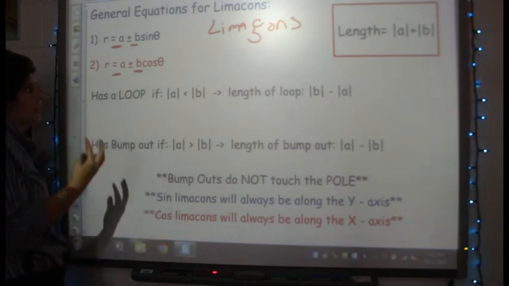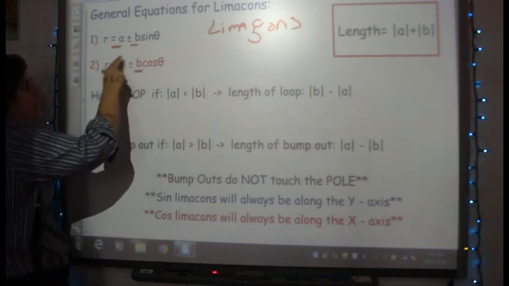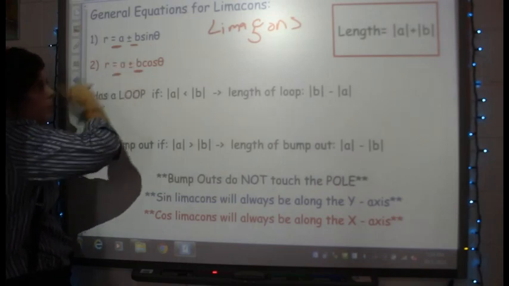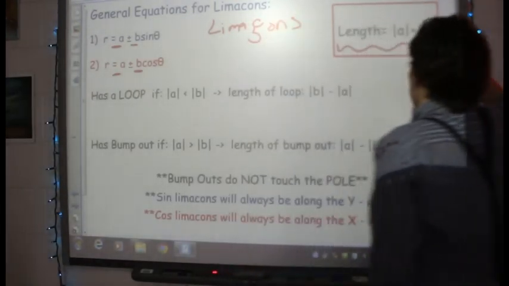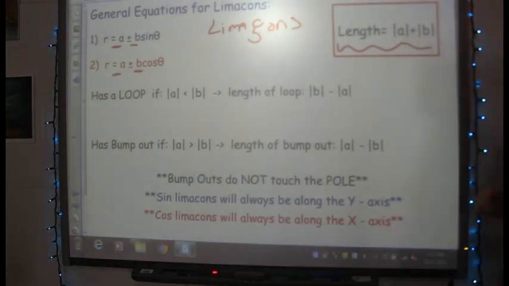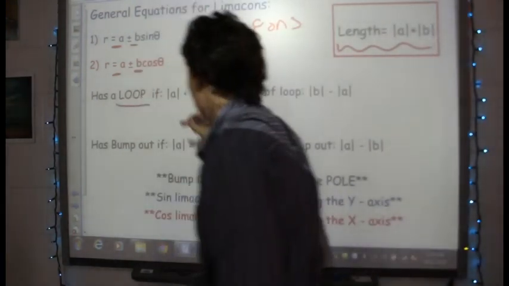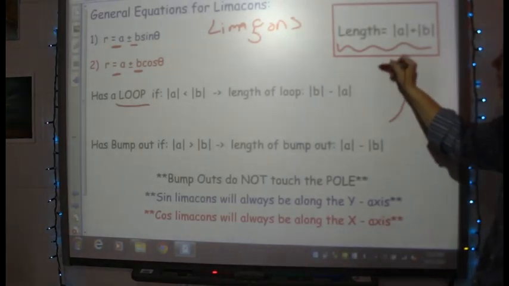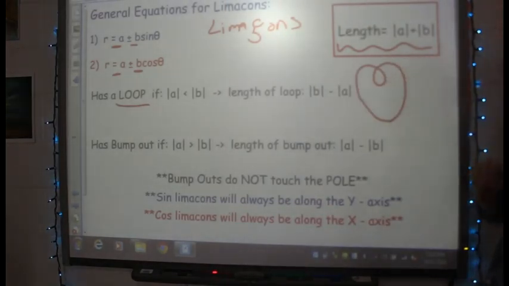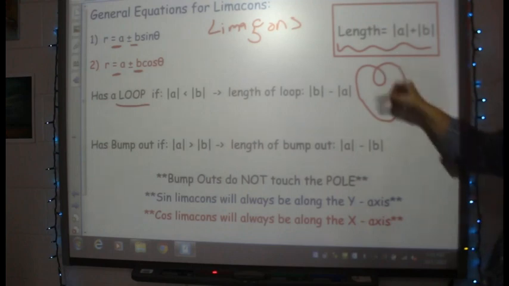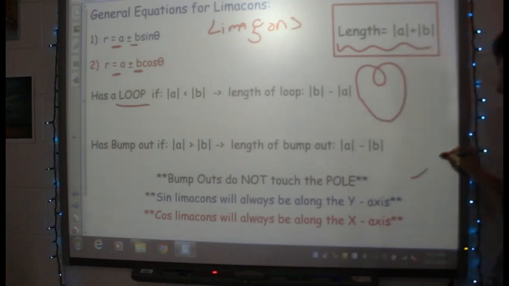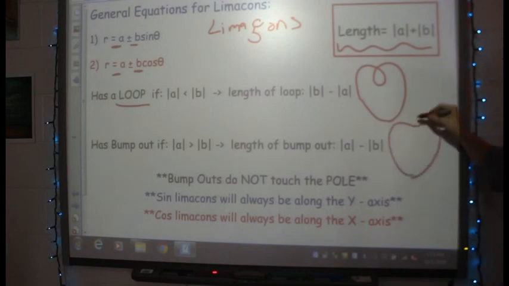So for a cardioid, to find the length, we did the absolute value of 2 times A because the A values were the same. But to find the length for a limacon, we take the absolute value of A and add it to the absolute value of B. We just take the total part. Now there are actually 2 types of limacons. We have what's called a loop, which has a general form of having a loop inwards into the shape. Or we have a bump out, and a bump out kind of pushes out, and it has a little dimple, and it pushes away from the pole.